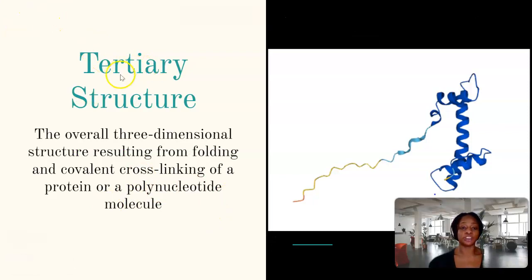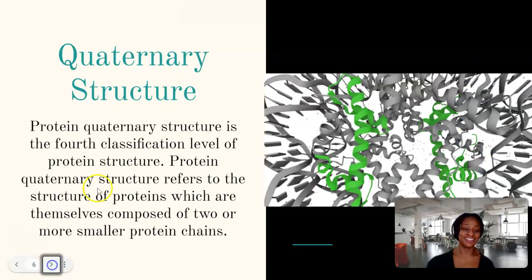Now, as we move on to the tertiary structure, we know that this is the overall three-dimensional structure resulting from the folding and the covalent cross-linking of the protein. And we have a very squiggly looking line here. Moving on, we have the quaternary structure. This is the fourth classification level of the protein structure and refers to the structure of proteins which themselves are composed of two or more smaller protein chains.